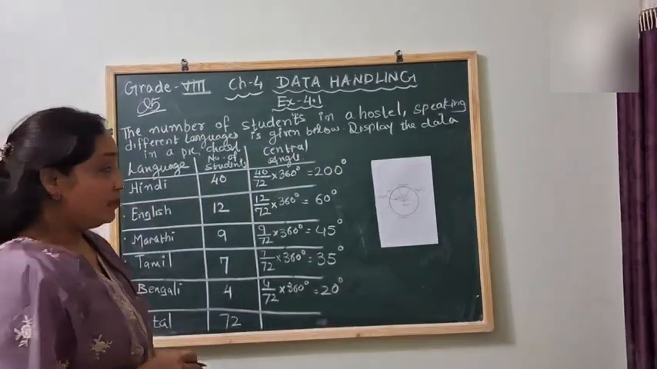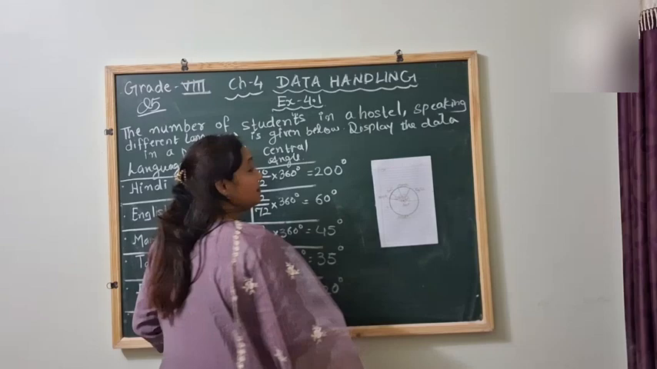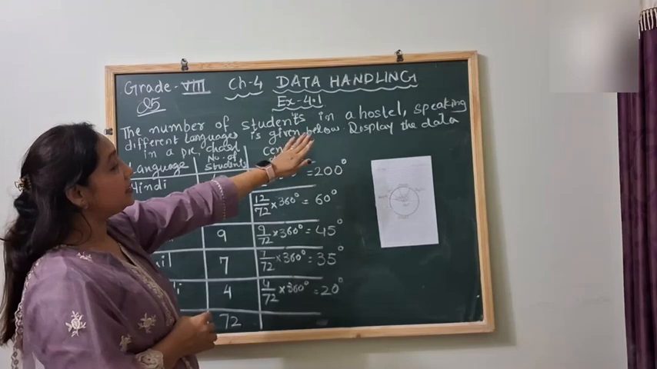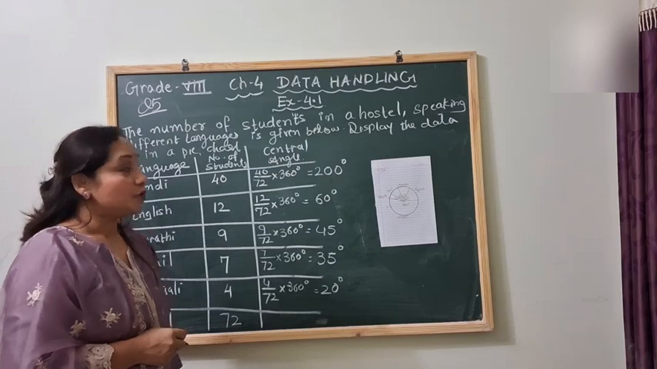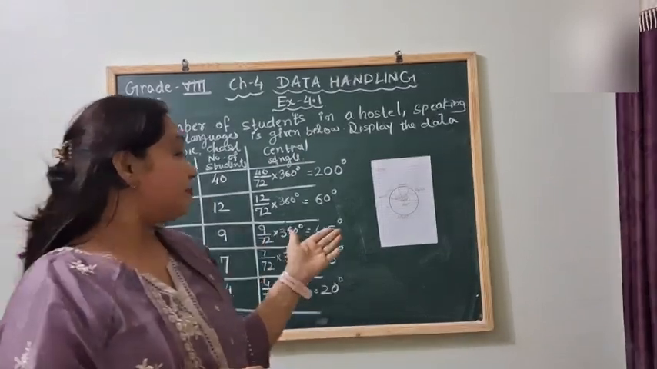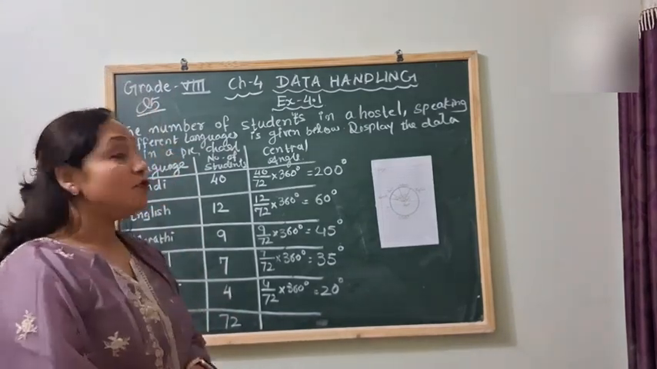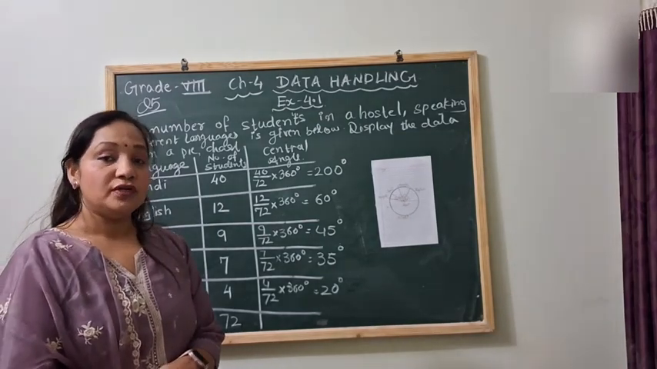Again, a very important thing: before you draw the pie chart, do mention what you are showing in the pie chart. You have to write: pie chart showing the number of students in the hostel speaking different languages. Okay, so I hope drawing the pie chart is now easy for you. We have finished exercise 4.1 today. We will be starting the next exercise, 4.2, in our next video.